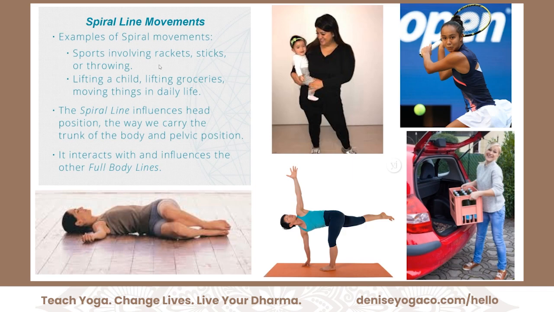So this kind of mimics what we're doing. Say if you throw, you're loading by going back, and then you release by going forward. That's a spiral action. If you're swinging a tennis racket, that's a spiral action. Even if you're holding a baby on your right hip, her left shoulder wants to come around toward that direction. So a lot of things we do. And then in movement, picking something up from one place and putting it into another place is often going to involve a spiral or a rotation if you're on your feet, or a rotation through the trunk.